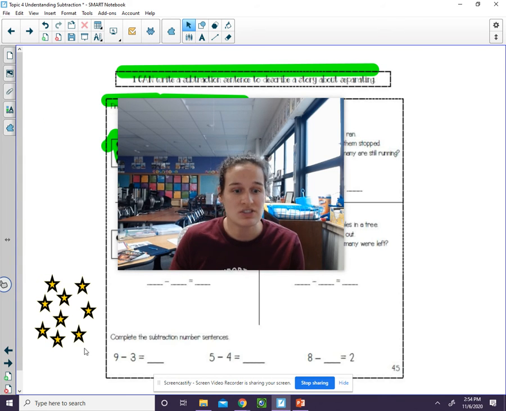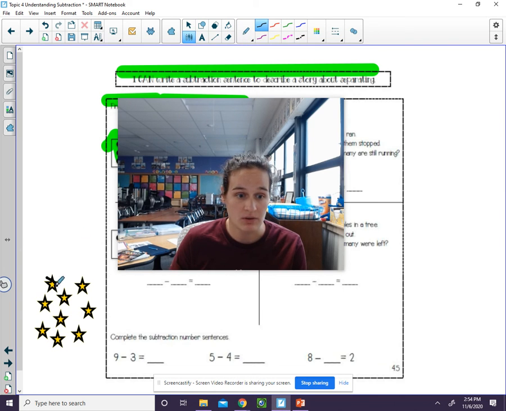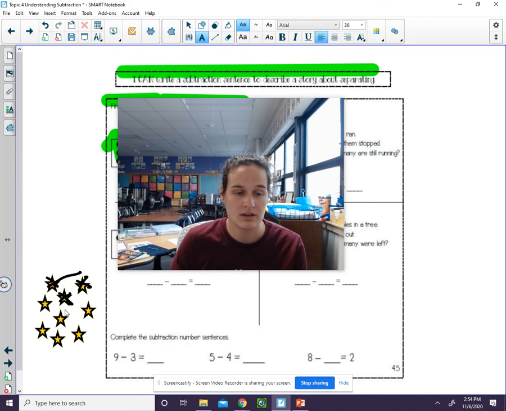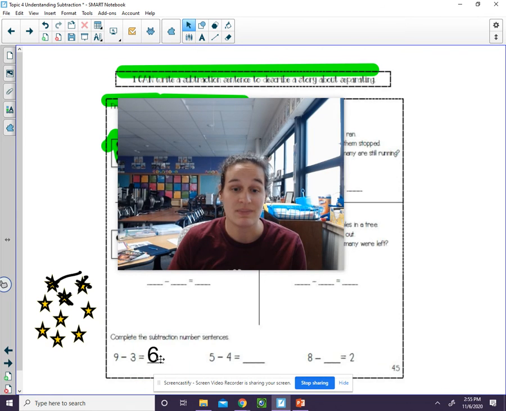Okay, so I have 9 stars here. 1, 2, 3, 4, 5, 6, 7, 8, 9. Then it says minus 3. Well, by using the picture, now I just have to cross off the ones that aren't going to be there anymore. So X that one, X this one, and we'll X this one. Okay, then I need to count how many are left. 1, 2, 3, 4, 5, 6. So I was able to complete the number sentence. 9 minus 3 equals 6.